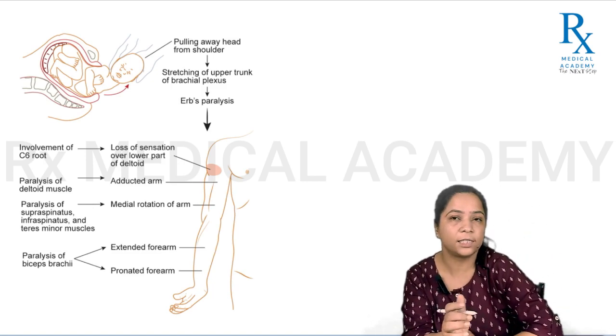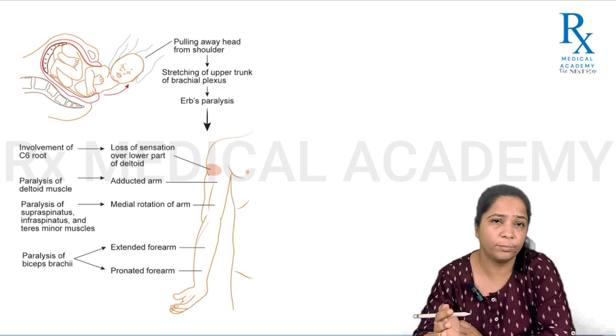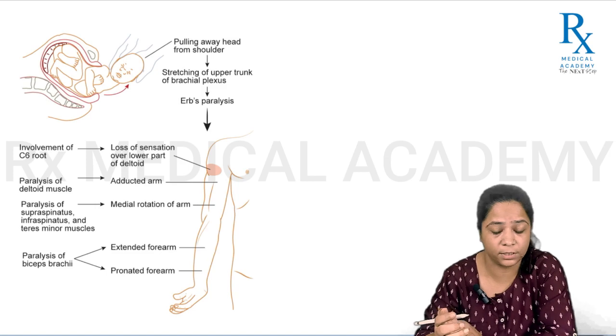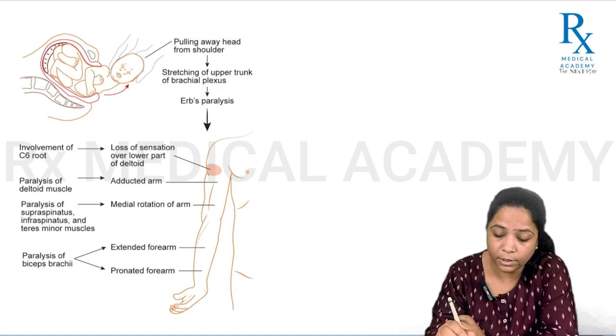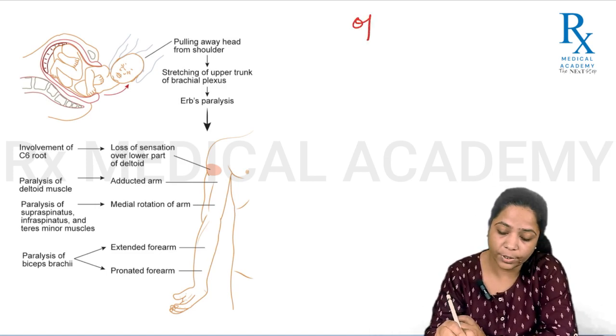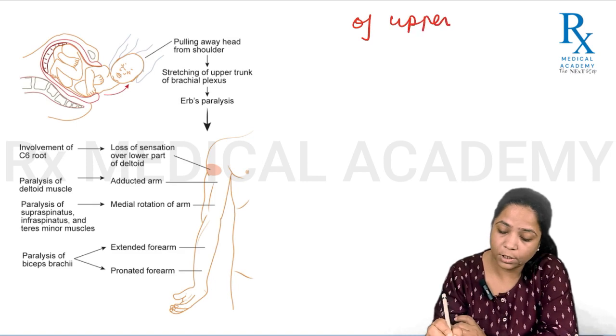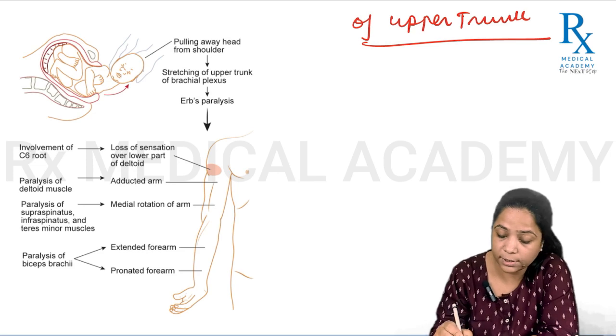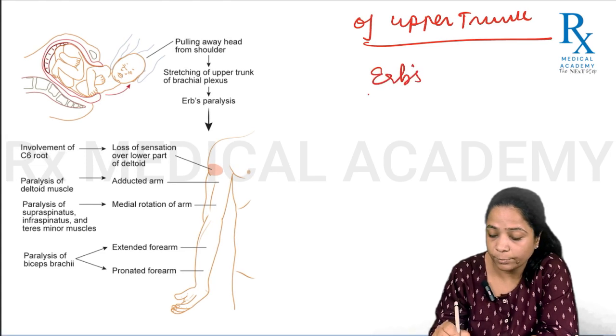Now what is the clinical significance of studying the brachial plexus? Why are we studying the brachial plexus? So there are two important nerve injuries. One is of the upper trunk. If there is nerve injury of the upper trunk, this is known as Erb's palsy.